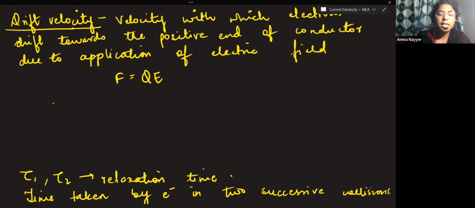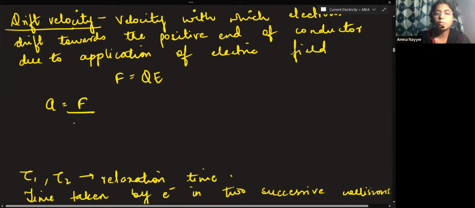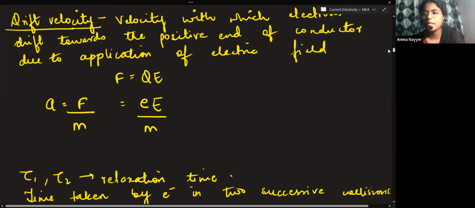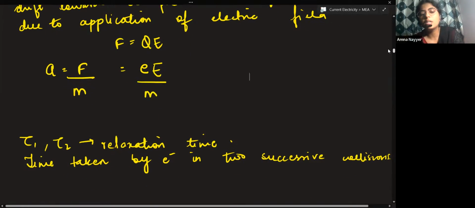Now, acceleration is given by what? Force divided by mass. Force is QE. We are talking about electrons, so instead of writing Q every time, let us write E, so that we know that it's the electronic charge. So this becomes E divided by M. This is the acceleration. Drift velocity is a definition, you can write it later. Now T1, T2, these are relaxation times.